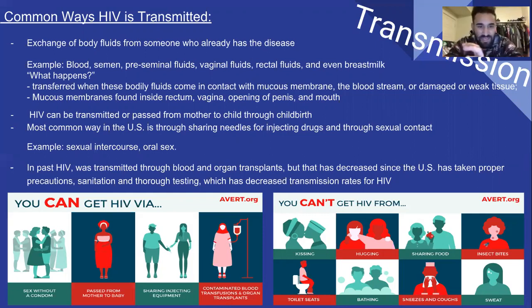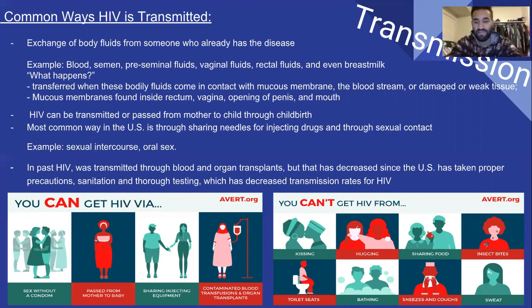Now, what actually happens with HIV and how it's transmitted is that it usually finds its way into the mucous membrane. For those of you who don't know, mucous membrane can be found in the rectum, the vagina, the opening of the penis, and even the mouth. When the virus comes into contact with those body parts, or any body part that has some mucous membrane, it is a little more permeable to get through and to navigate through the body and even to get into the bloodstream.